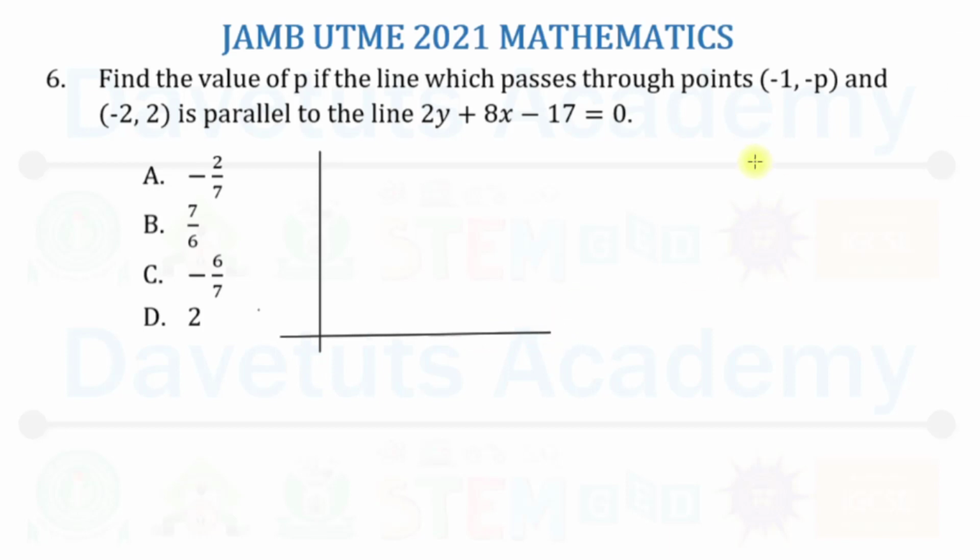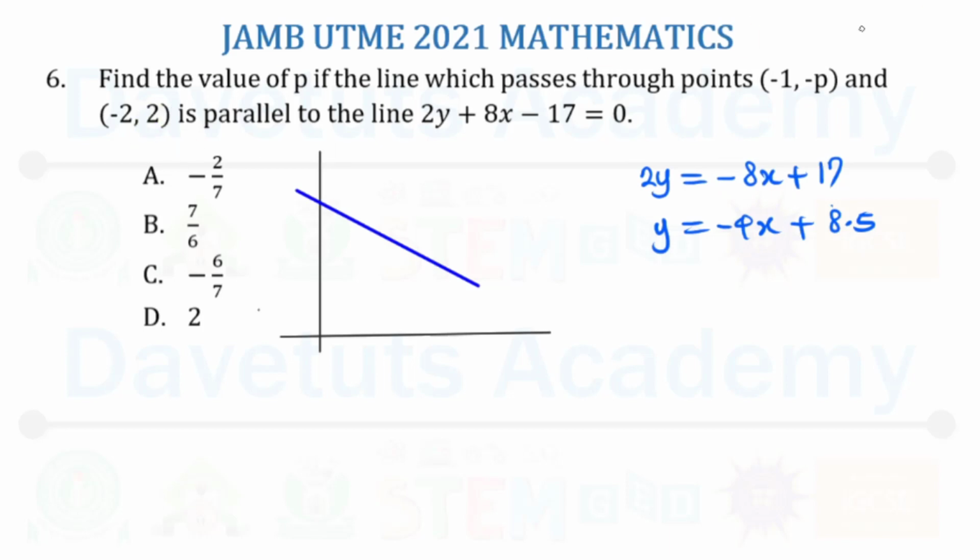Let's assume that we have our Cartesian coordinate like this, and this is what the graph is going to look like. From this particular question, 2y is equal to minus 8x plus 17. If you divide all through by 2, we are going to have y is equal to minus 4x plus 17 over 2. 17 over 2 will be 8.5. I want to write it straight like this.